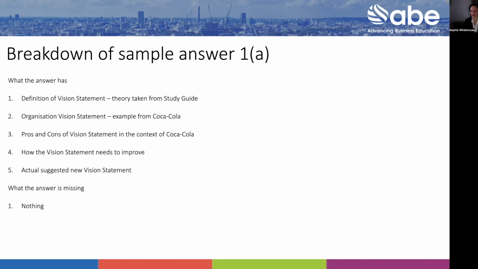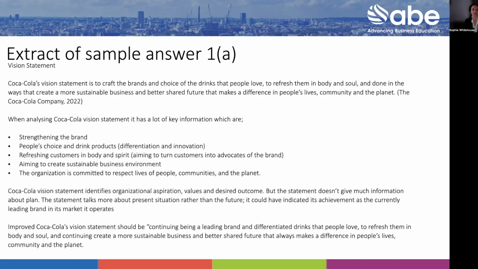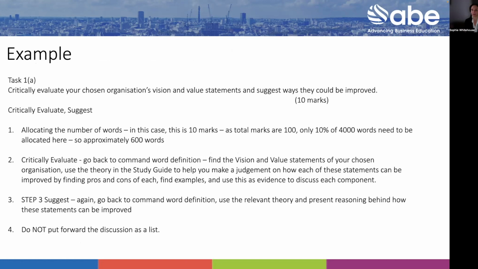In terms of 1A, if we go back to what we're being asked to do, critically evaluate, which it's done. It's actually gone to the command word definition. It's found the vision statement. It's used the theory in the study guide. It's made a judgment on how they can be improved, found pros and cons of each, and then found examples and used it as evidence.